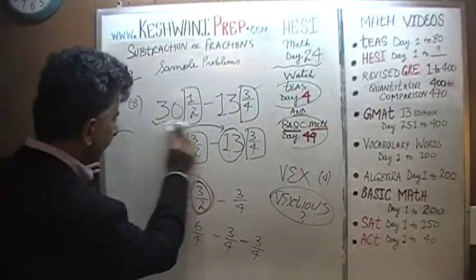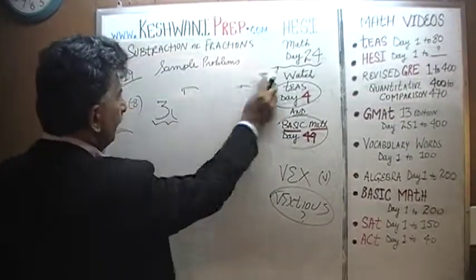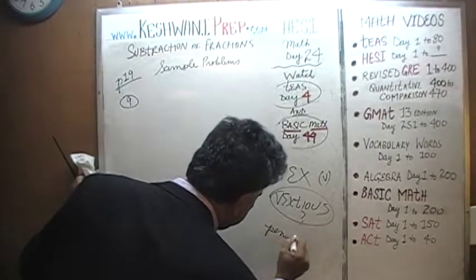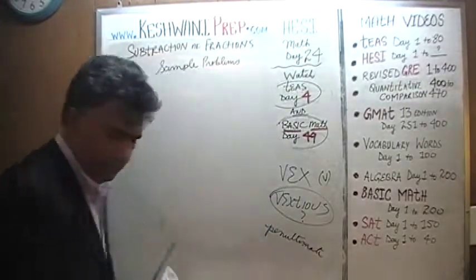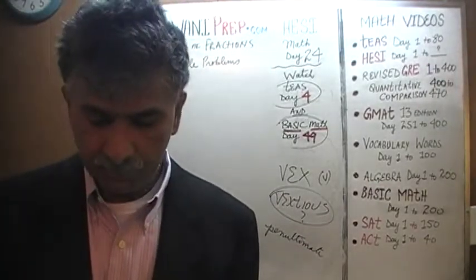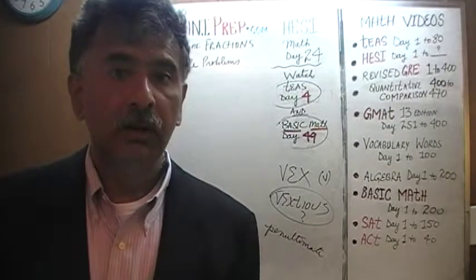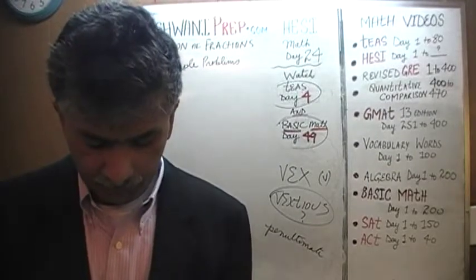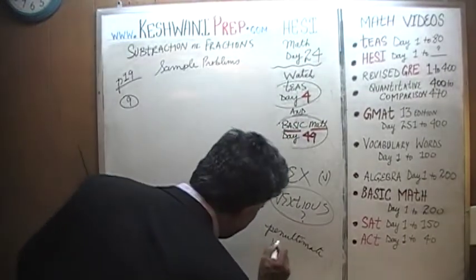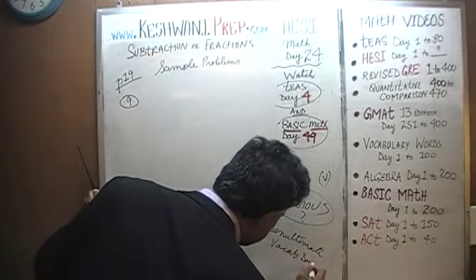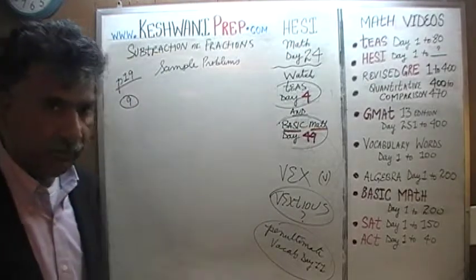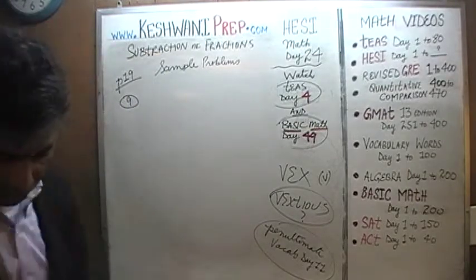Let's do the next one. Number 9, the penultimate one, the second to the last one. Penultimate, as you know, is just a very fancy way of saying second to the last. Let's do our penultimate problem. We learned about penultimate a long time ago on day number 11. If you just type in vocabulary words day 11, you will find the video where we learned about penultimate. Number 9, let's take a look at it.